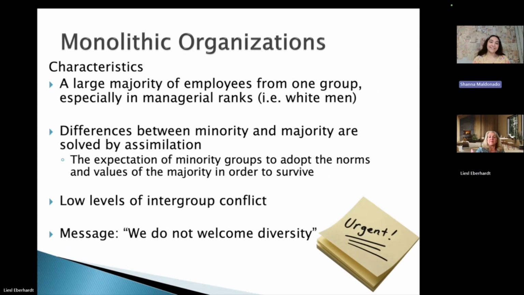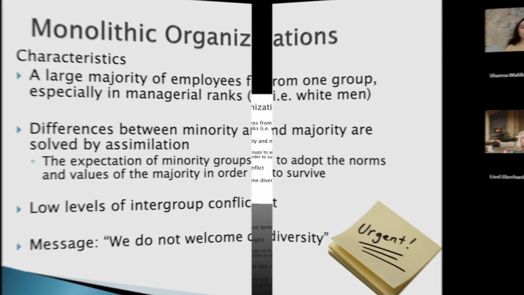For monolithic organizations, they're dominated by one group, often white men, especially in management. Differences between minority and majority employees get resolved through assimilation, and minorities are expected to adopt majority norms and values just to survive there. These organizations often show low levels of visible intergroup conflict, but the underlying message is clear: we don't really welcome diversity.